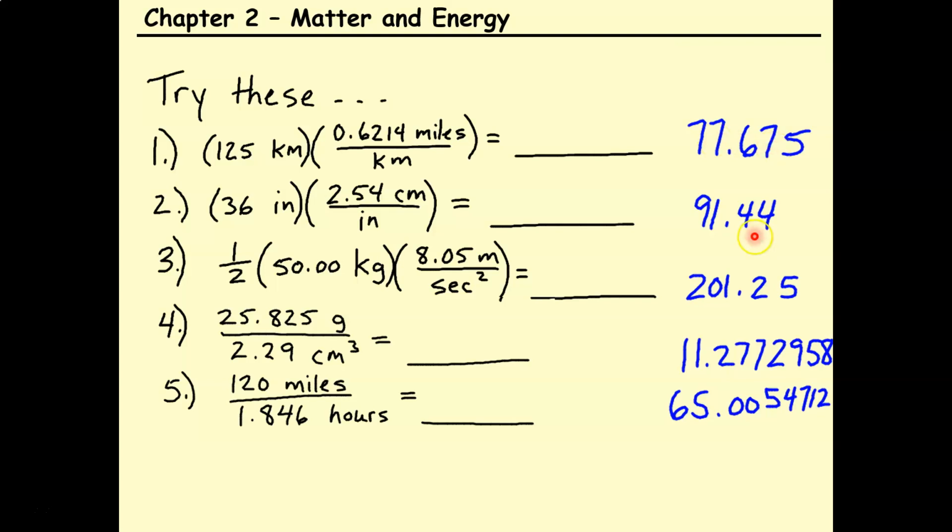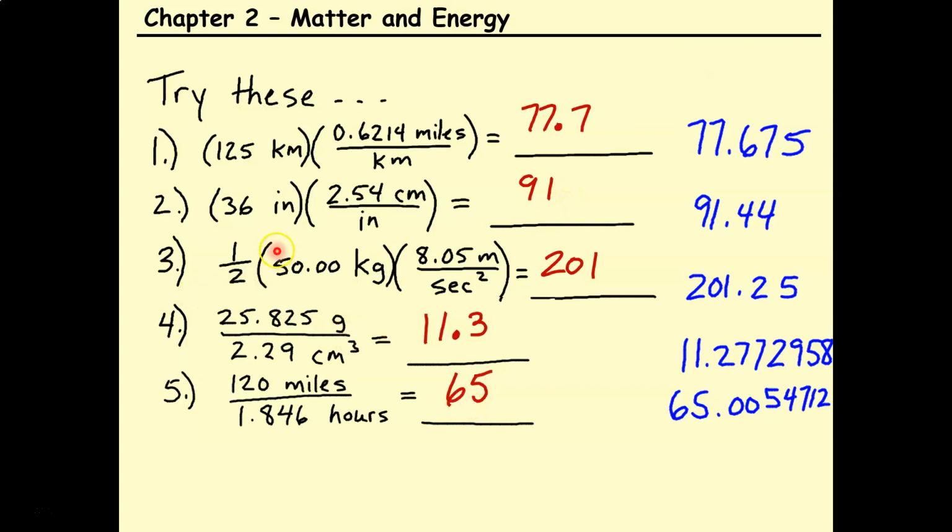Where should I round it? 125 has 3 digits. 0.6214 has 4 digits. So I've got to round this to 3 digits. The third digit is the 6, followed by a 7. I'm going to round it up. So the correct answer would be 77.7. All right, where am I going to round all the rest of these? Number 2, I've got 2 digits, 3 digits, round the answer to 2 digits.